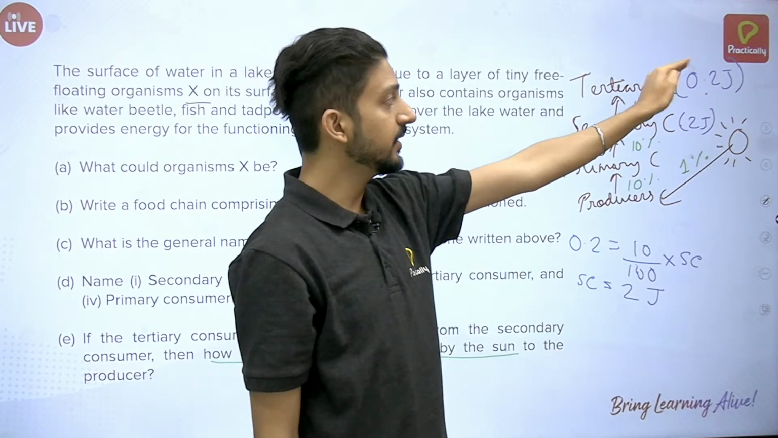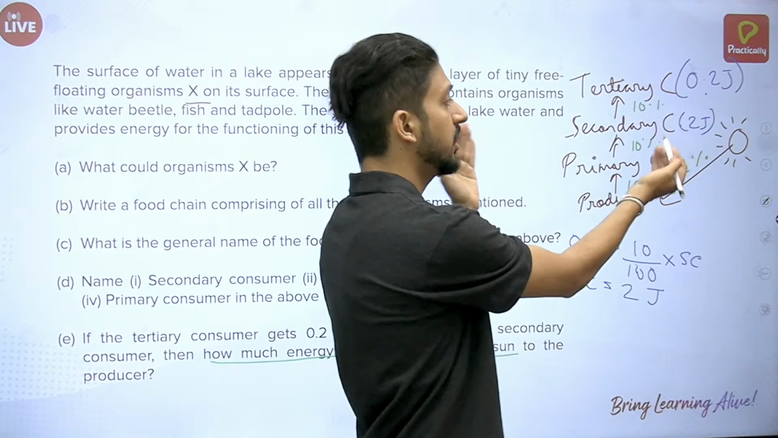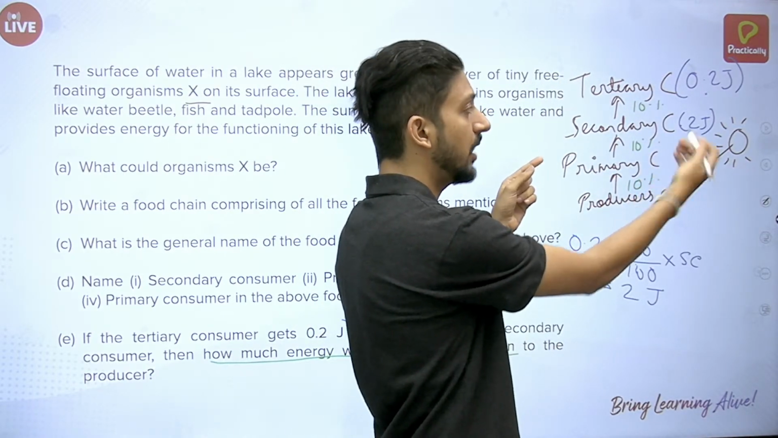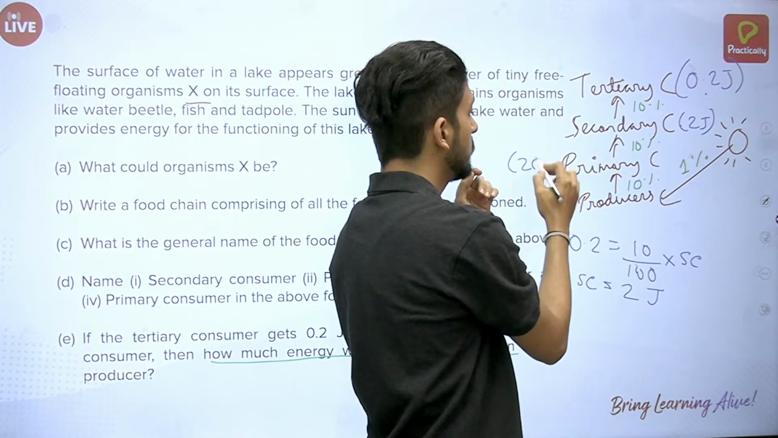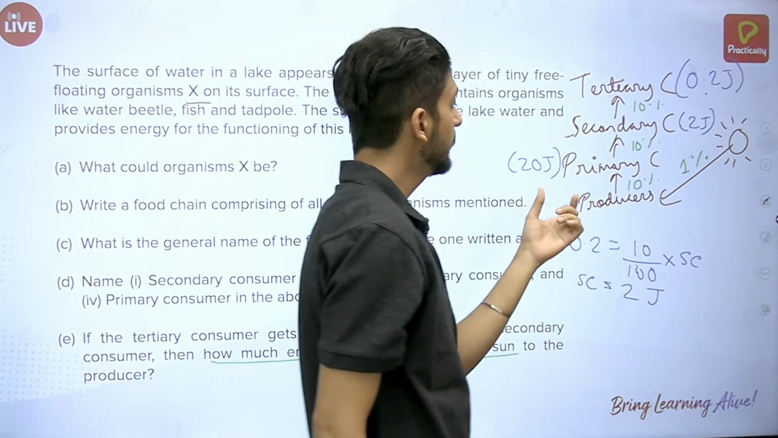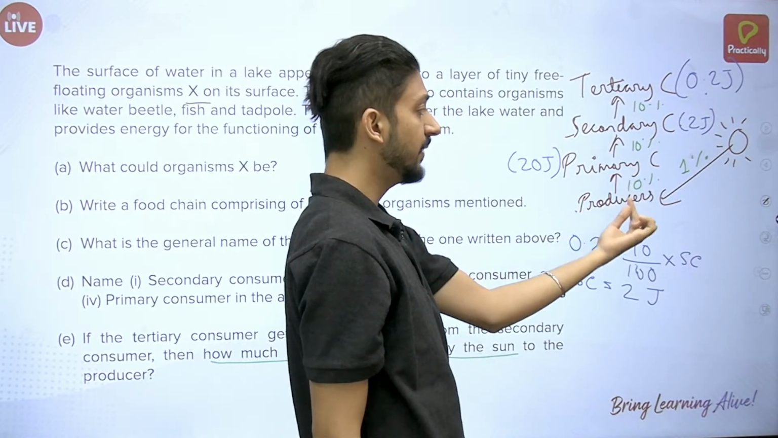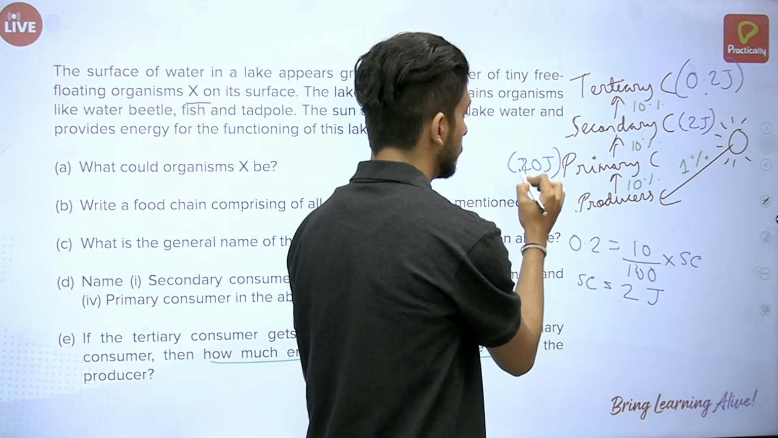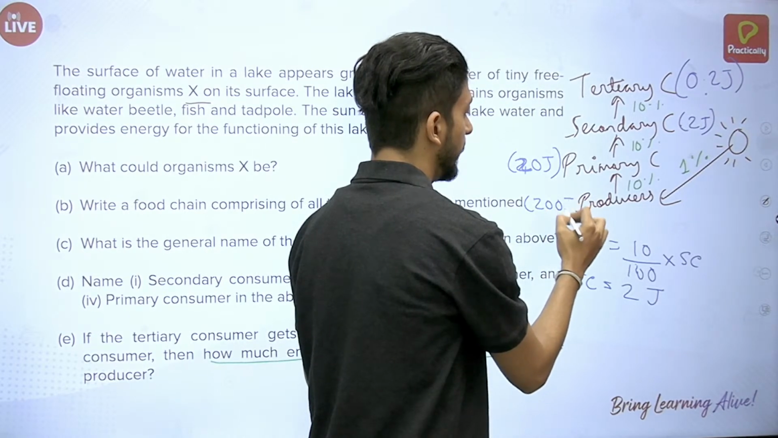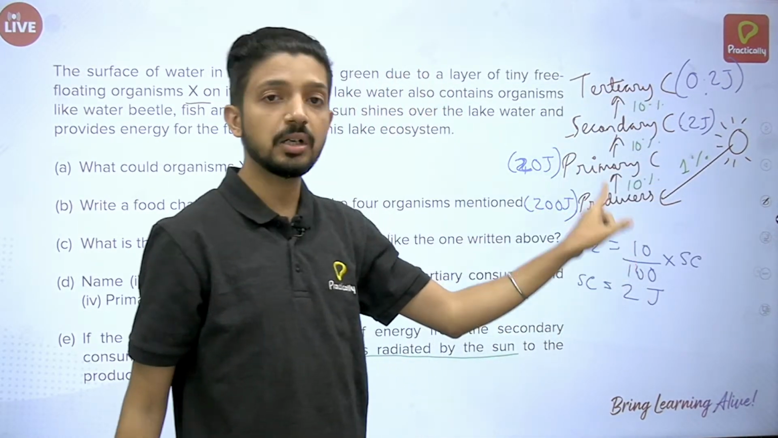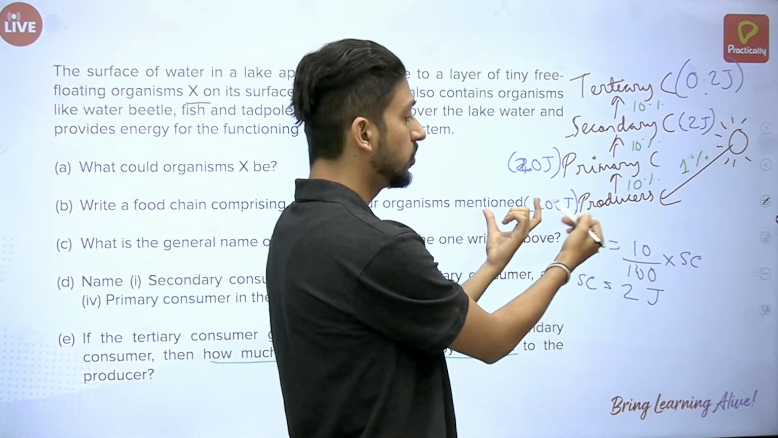So basically it is 10 times of the tertiary. On the same logic, how much energy will the primary consumer have? 10 times of this, that will be nothing but 20 joules, right? And the producers will again have 10 times of this, that will be 200 joules, right? So we have just applied the 10% law over here from top to bottom. So producers are getting 200 joules of energy.